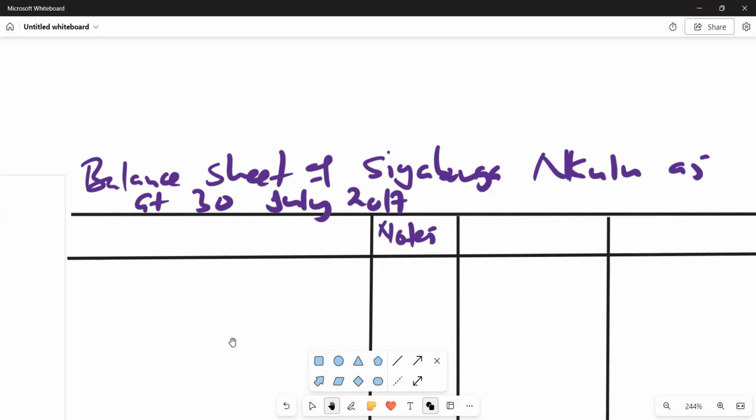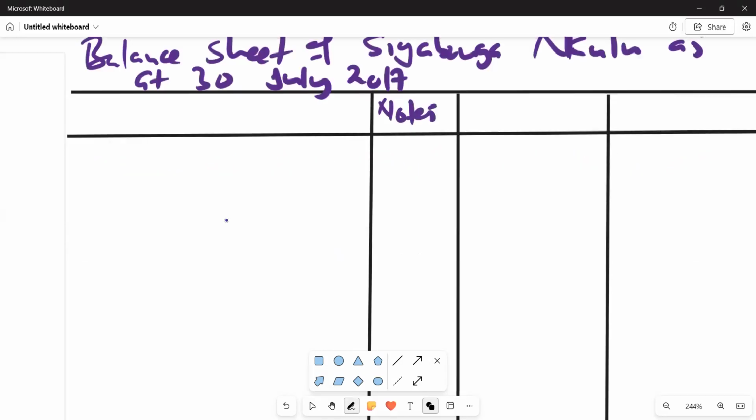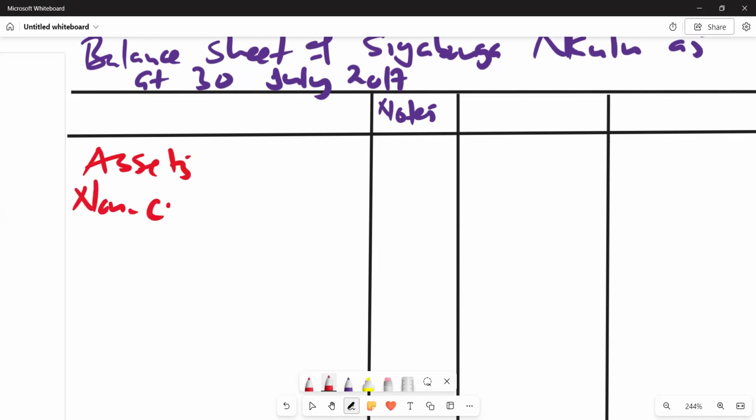Remember, we're going to start with our assets. So we're going to say assets. And then we are going to start with the non-current assets. Non-current assets are the fixed assets. And then according to our question, we did a note for property, equipment and vehicles.